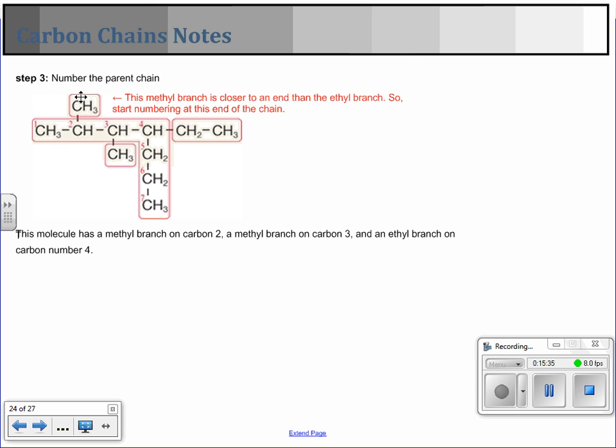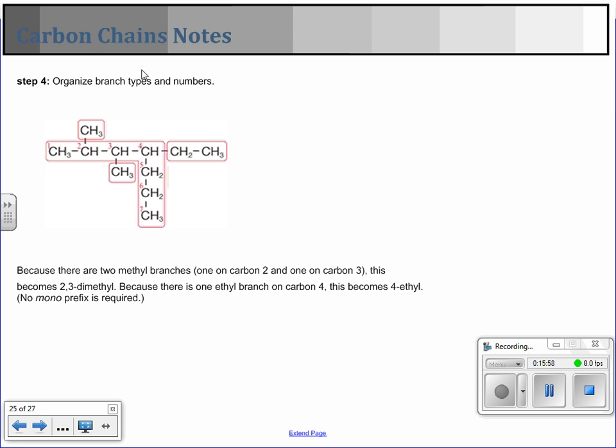Then we need to number the parent chain. This methyl branch is closer to an end than this ethyl branch, so we start numbering at this end of the chain. 1, 2, 3, 4, 5, 6, and 7. So this molecule has a methyl branch on carbon 2, a methyl branch on carbon 3, and an ethyl branch on carbon number 4. Now we need to organize branch types and numbers.